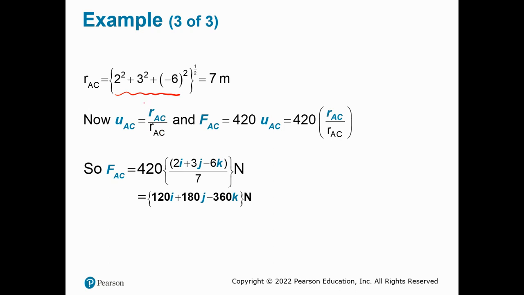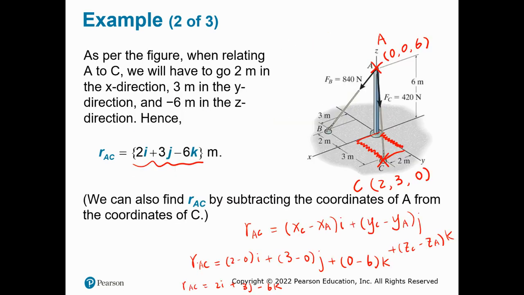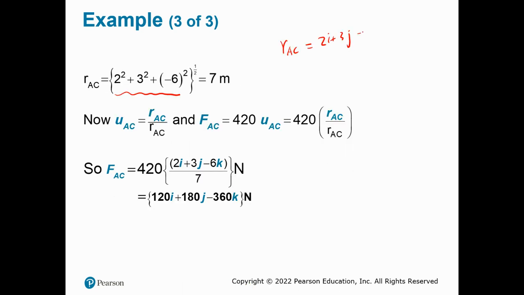Okay, so over here you get the unit vector. We know the magnitude is 7, right? Originally our RAC equals 2I plus 3J minus 6K. So the unit vector AC is that divided by 7. So you have 2 over 7 I plus 3 over 7 J minus 6 over 7 K. That is the unit vector.